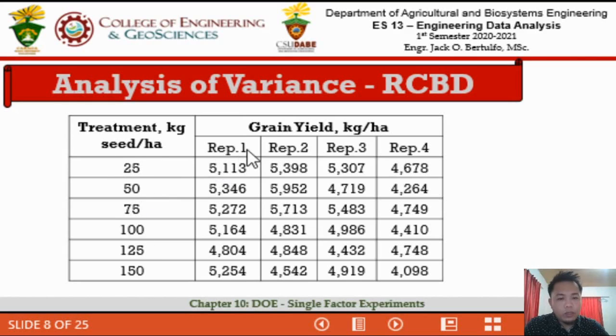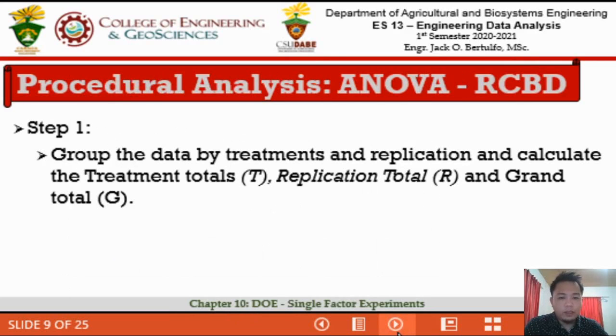Now we will use blocking. We have replication 1, replication 2, replication 3, and replication 4. For example, in replication 1, all these treatments will be received. In replication 2, all these treatments will be received. So that's the beauty of having this RCBD. Okay, the design procedure is almost the same, but there's an additional one, which is the replication total.